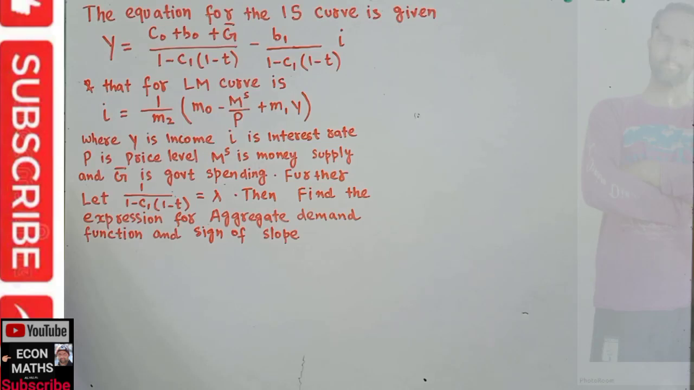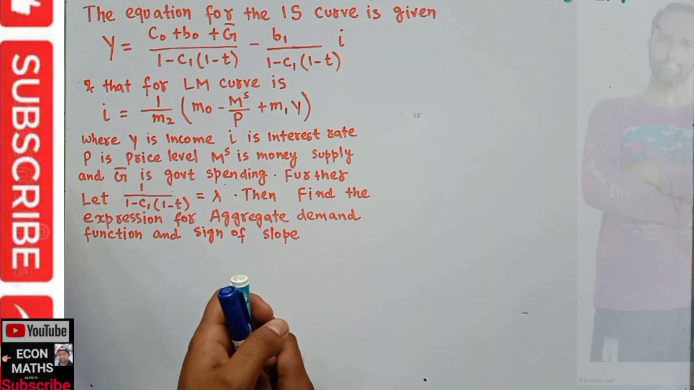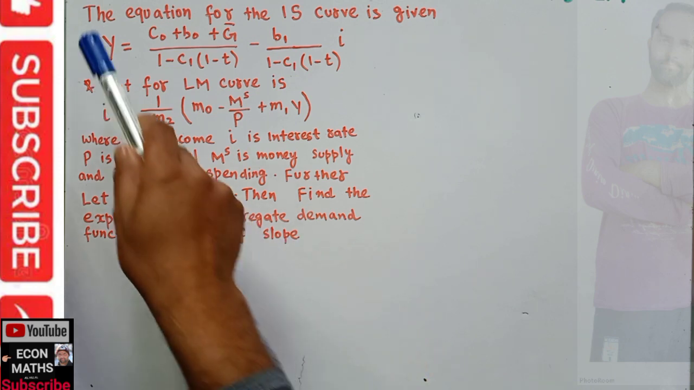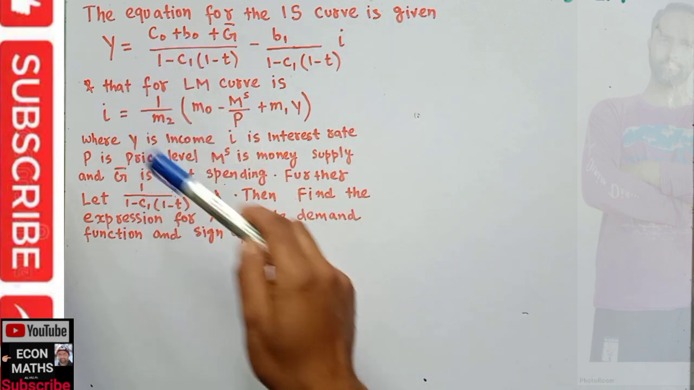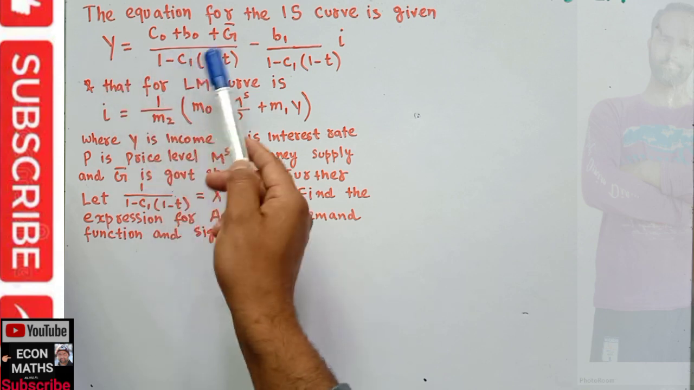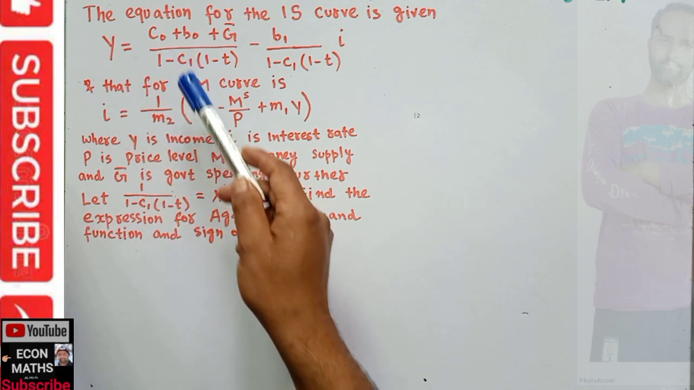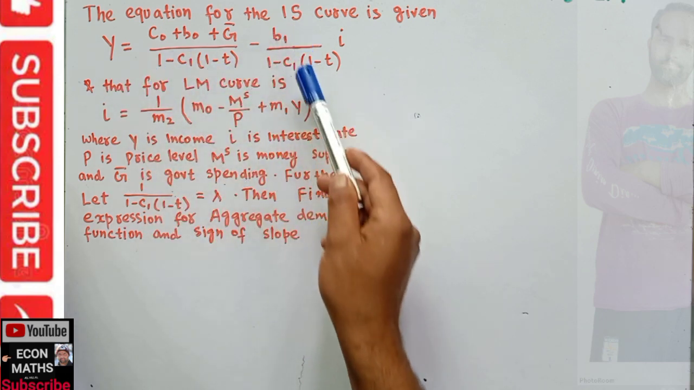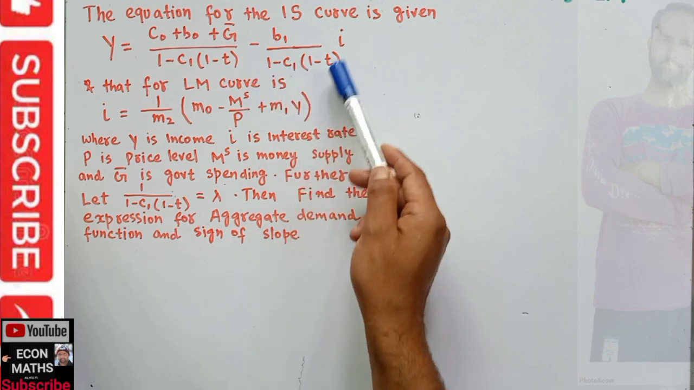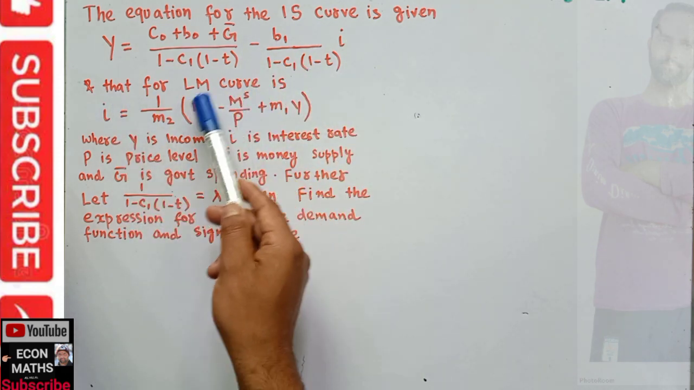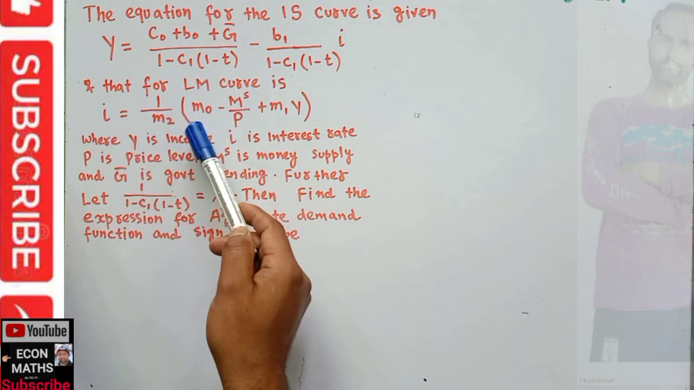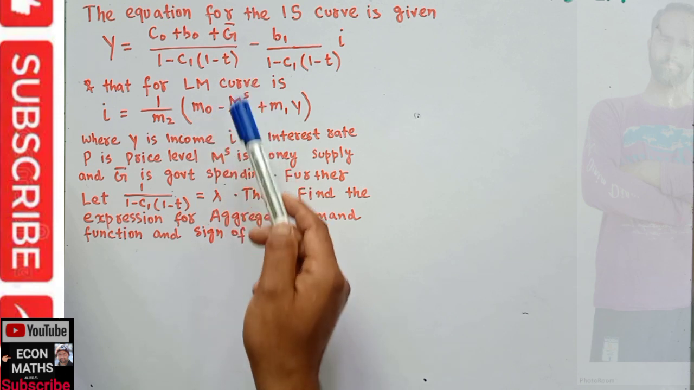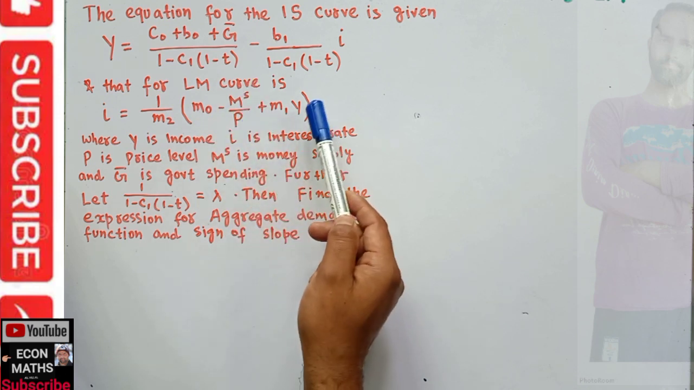In this video, we will solve a problem on how to find the aggregate demand function from the given IS and LM curves, and also the slope. The question is, the equation for the IS curve is given to us as Y = (C0 + B0 + G bar)/(1 - C1) * (1 - T) - B1/(1 - C1) * (1 - T) * I. And similarly, the LM curve is given as I = (1/M2) * (M0 - MS/P + M1 Y).